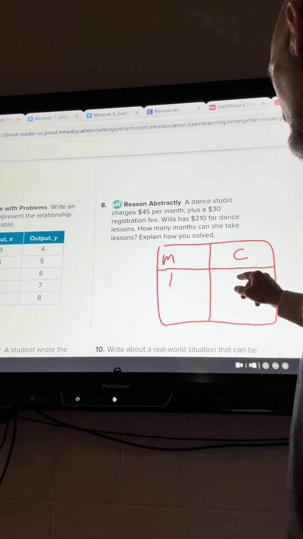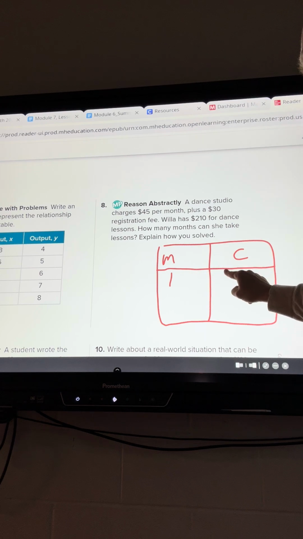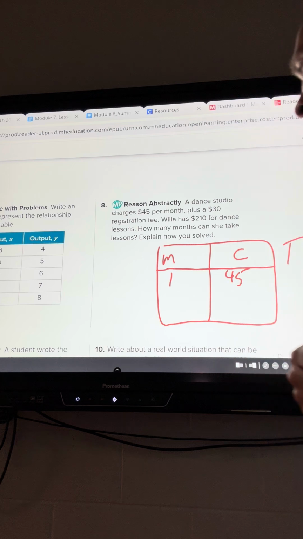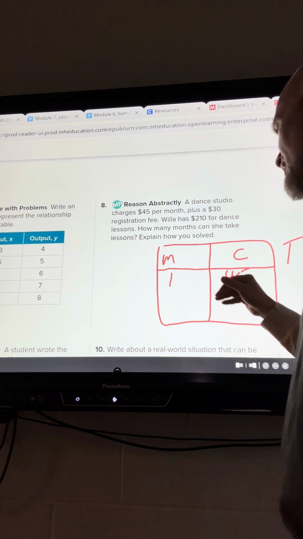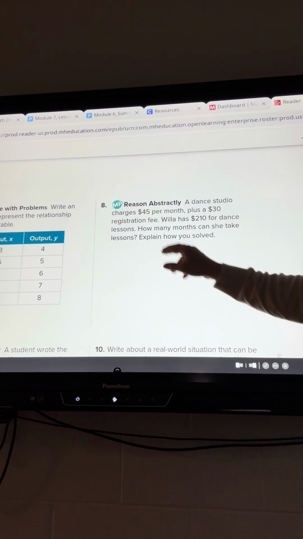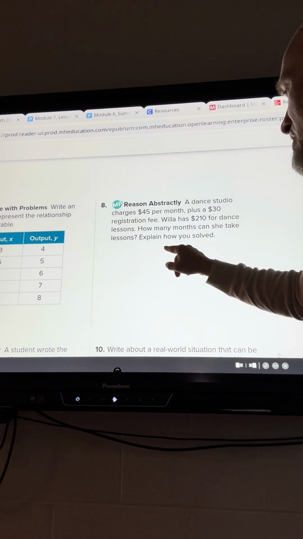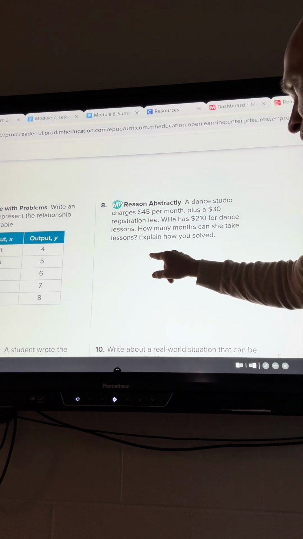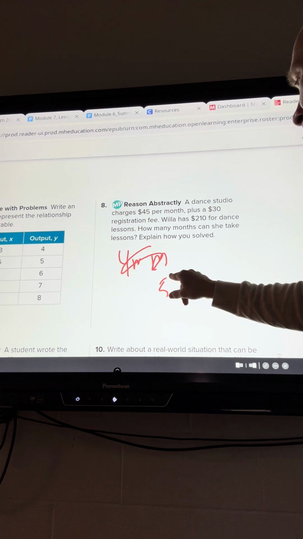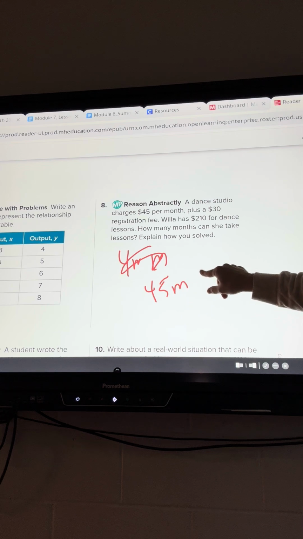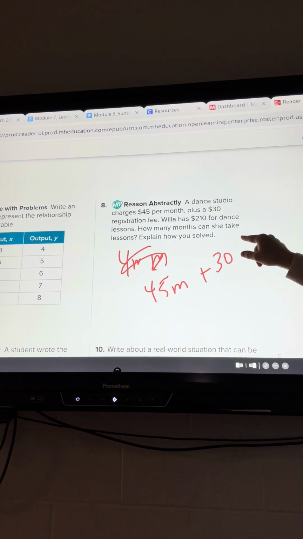And 1 month would be $45, but then the total after that is going to be a little bit different. You'd have to make sure you add that $30. Now, you're not necessarily adding $30 every month, right? So you're not going to add 30 each time. So it's a little bit different. You may want to make a table where you're just doing the number of months, okay? And you know it's $45 a month, you have to add that $30, and it has to be no more than 210.